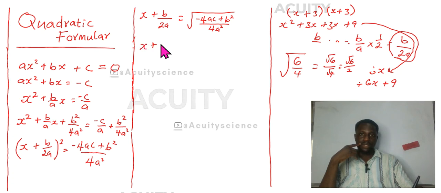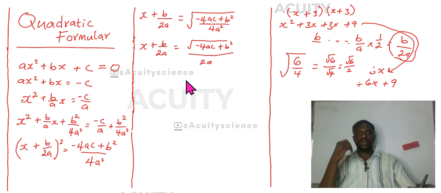So x plus b over 2a equals, now the root will only be for the numerator, minus 4ac plus b squared, all over the square root of 4, which is 2, and the square root of a squared, which is a. Good job. All right, so one more thing, because we are using a square root now.